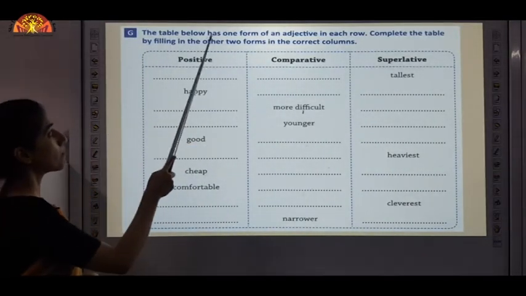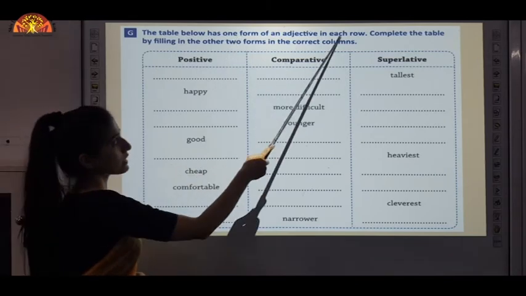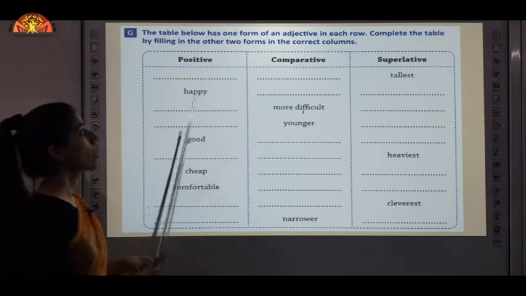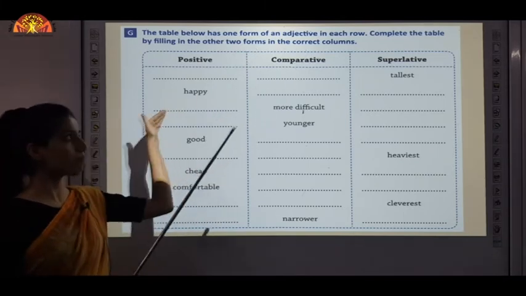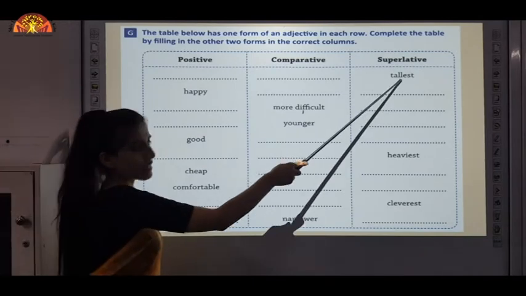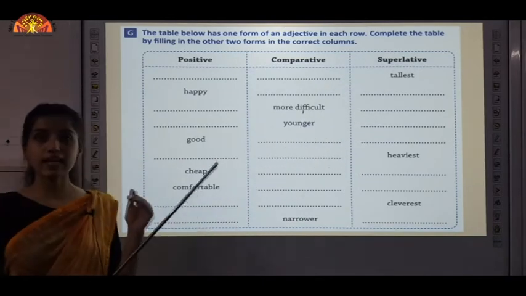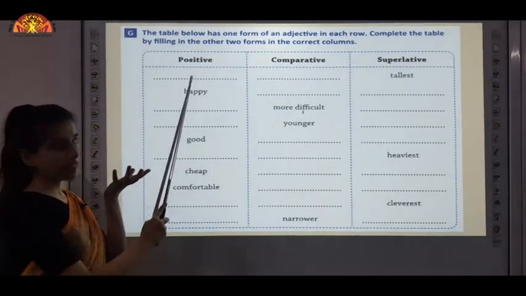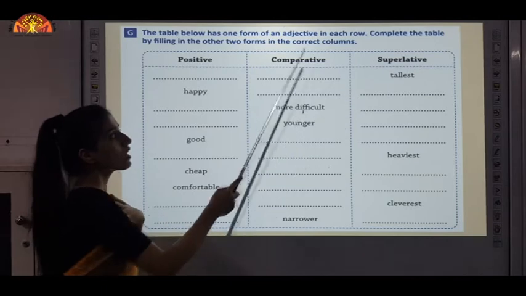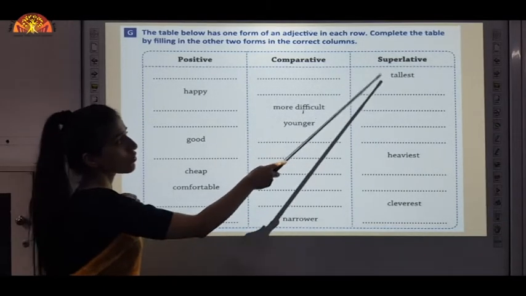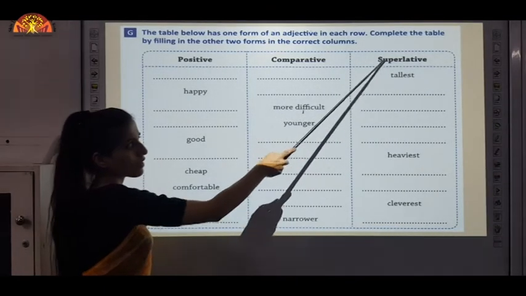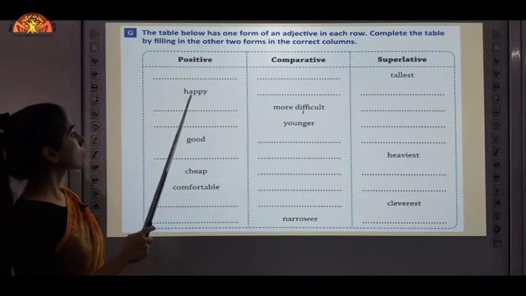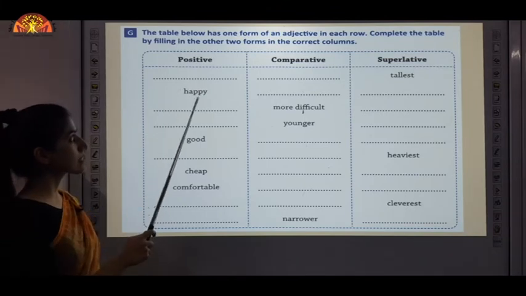So now let's see the exercise. Question G: the table below has one form of an adjective in each row. Complete the table by filling in the other two forms in the correct column. What you have to do is fill the blanks. Tallest is here, so we got the adjective, that is tall. So tall is the positive degree and taller is the comparative degree, because the superlative degree is already written here, that is tallest.